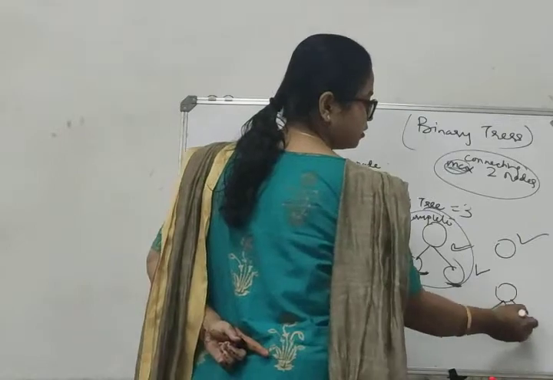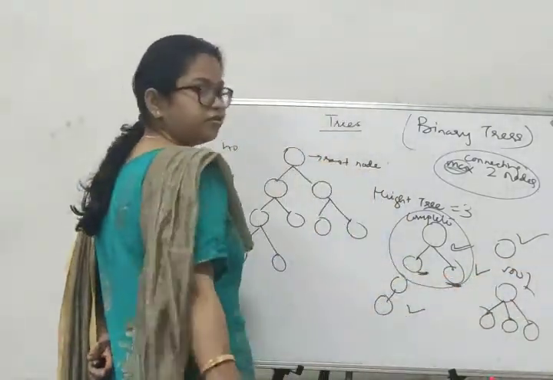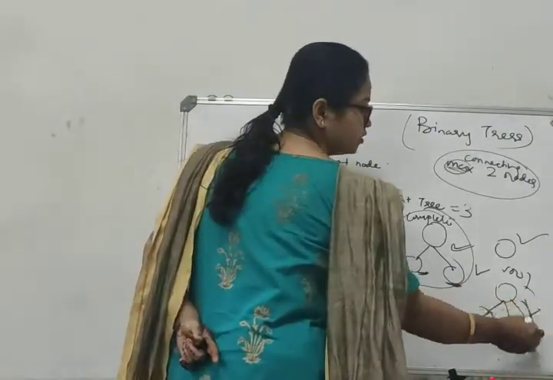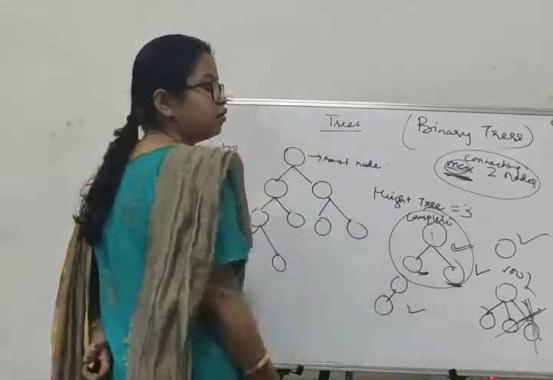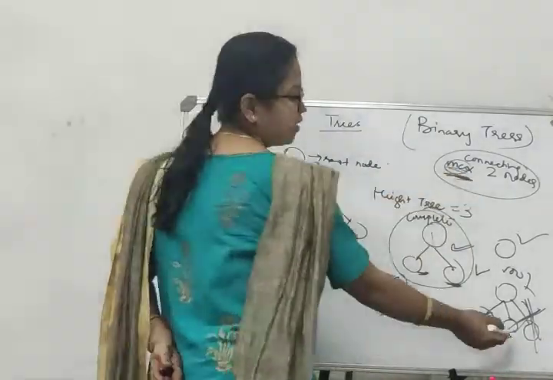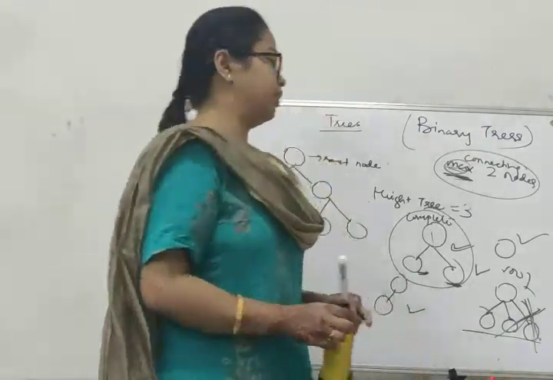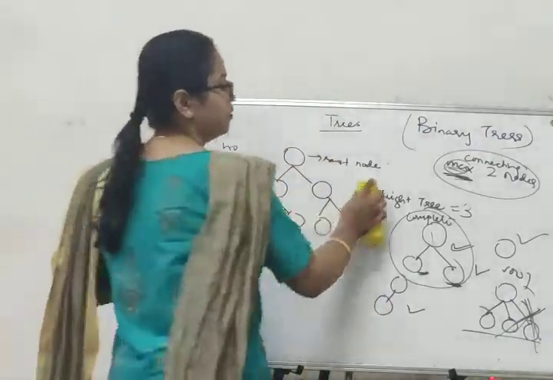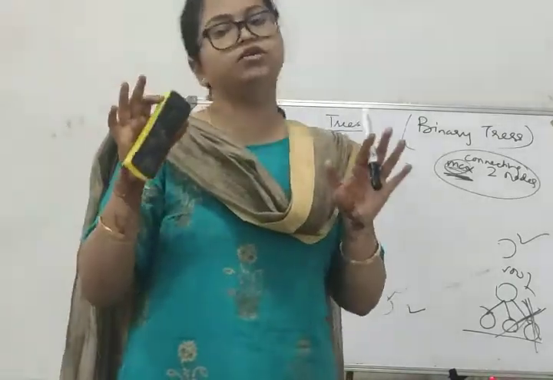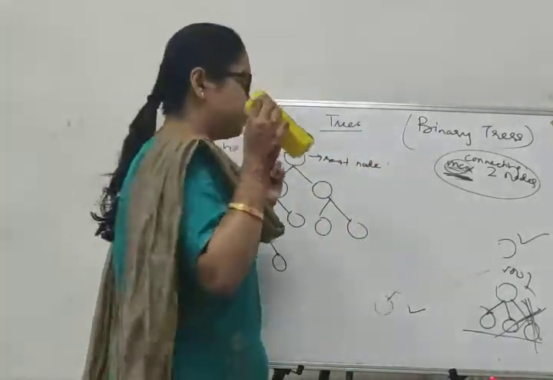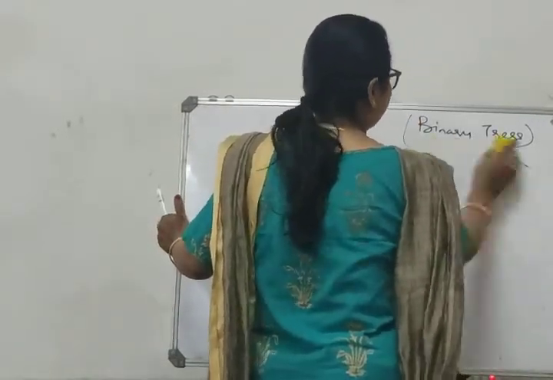If I connect like this, this is the root. Is this a valid binary tree? No. This is not a valid binary tree. Why? Because you can connect a maximum of 2 nodes, not more than that. I have connected 3 nodes to the root, so this is not a valid binary tree. So when I say tree, you have to take it by default as a binary tree. When I say tree, we assume it is a binary tree.